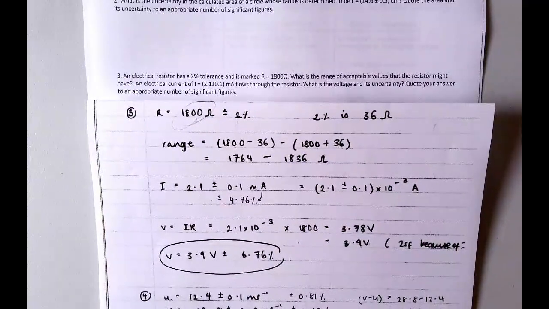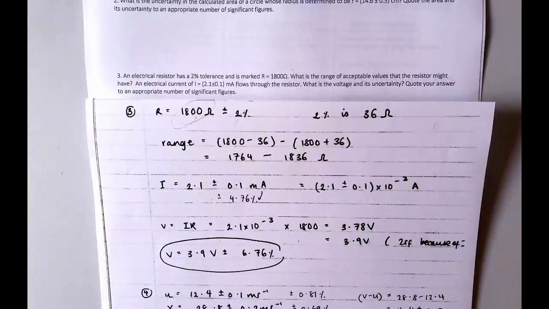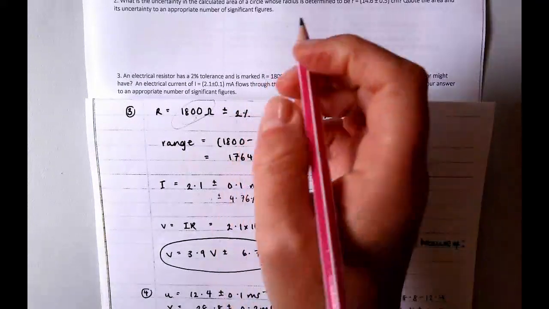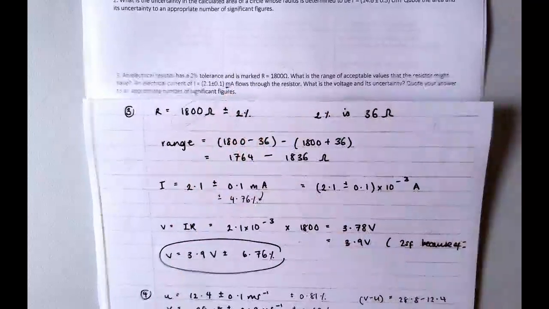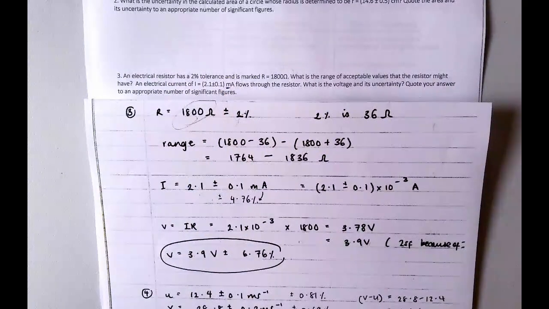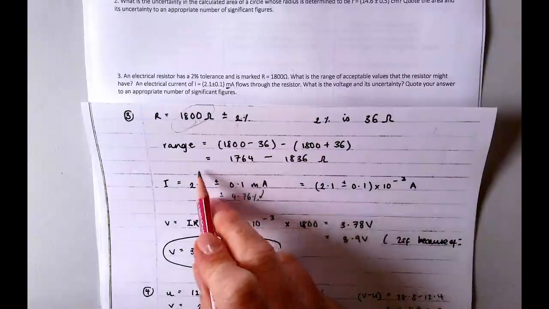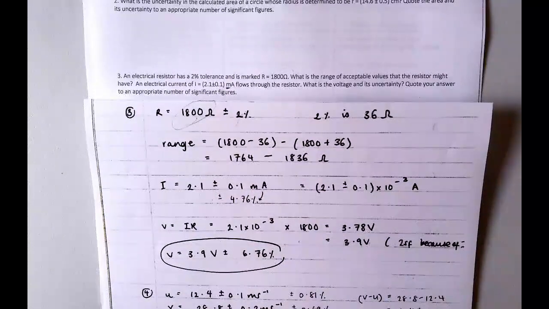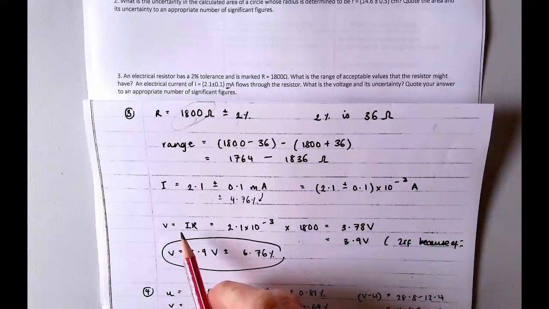So then it gives you a value of the current. It says 2.1 plus or minus 0.1 milliamps. Don't forget your milli there, means times 10 to the minus 3. We can find 0.1 as a percentage of 2.1. It's 4.76%. And that is therefore going to help us with our voltage.